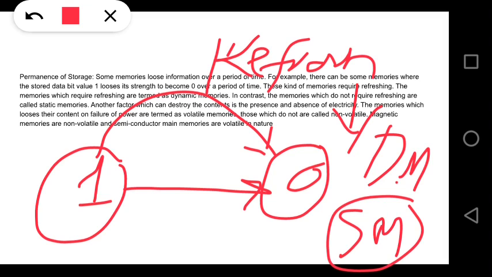This is one aspect, losing the information over a period of time. The other aspect is losing the information with power failure. We know this already. Memories which lose the data on power failure are called volatile. All the main memory elements such as main memory, cache memory, and registers are volatile in nature. Those which do not lose their data with power failure are called non-volatile. Examples of non-volatile memory are auxiliary or secondary memory devices such as the magnetic disk.